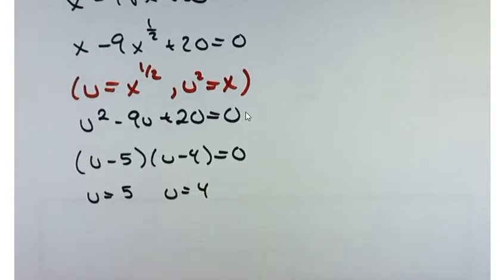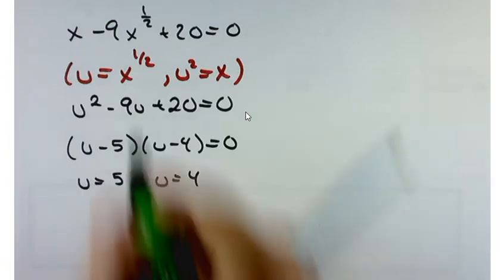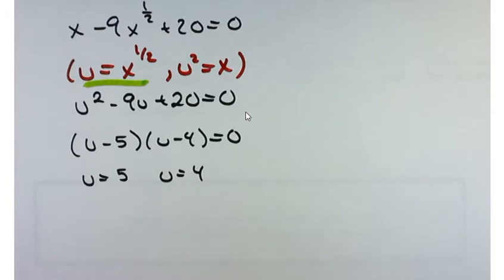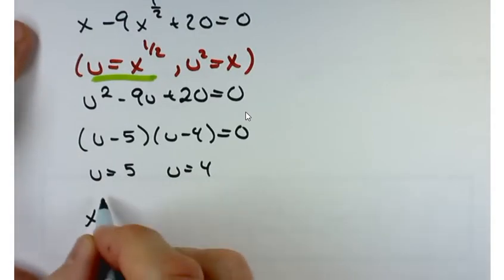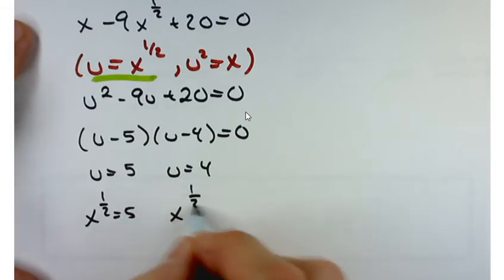But I didn't really set out to solve an equation in u. I wanted to find solutions for x. So let's recall that u is really x to the 1/2. So I can write this as x to the 1/2 equals 5, or x to the 1/2 equals 4.